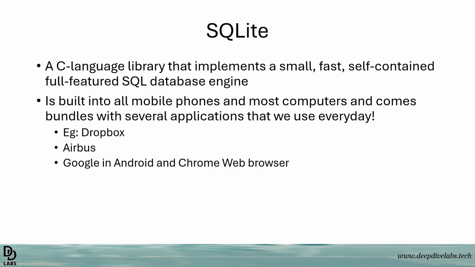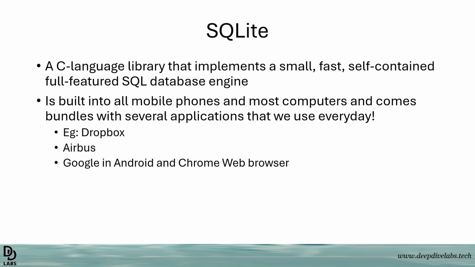Some applications are your Dropbox application, which is a file archiving system very similar to your OneDrive. Dropbox uses SQLite as a primary data store on the client side. Similarly, Airbus, the aircraft manufacturer, also uses SQLite in its in-flight software, especially for the A350 family of aircraft.